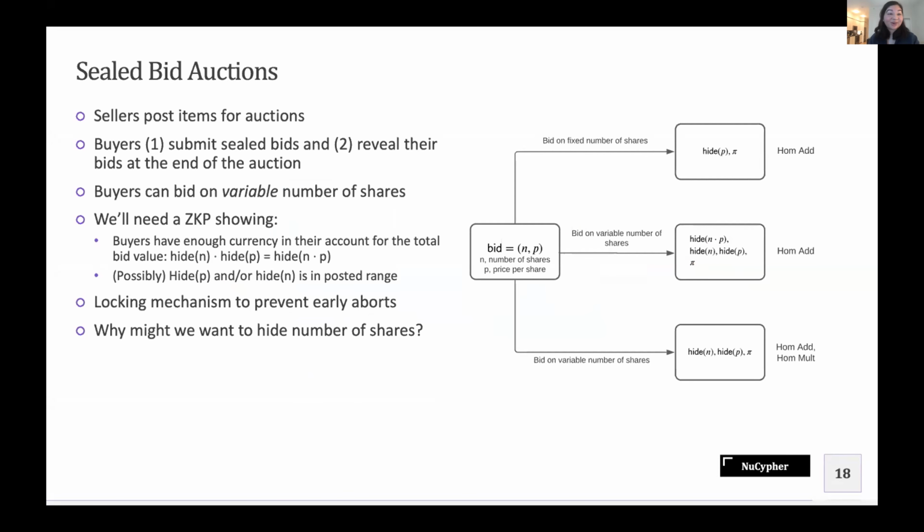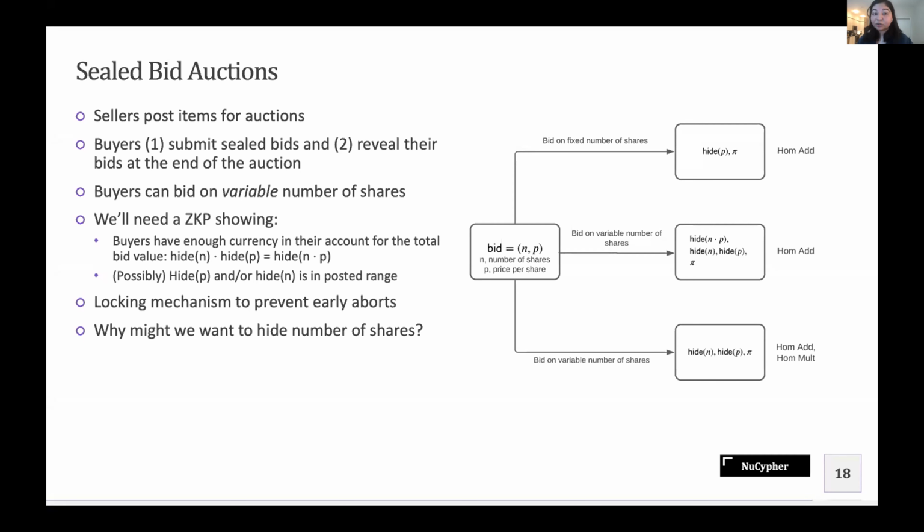So back to our original problem. What is going to happen for sealed bid auctions? So the idea is that a seller will post some items for auction, say that the seller has up to 100 items to sell. A potential buyer comes along, and the idea is that the buyer can bid on a variable number of shares, so anywhere between 1 to 100 shares, 1 to 100 items that the seller has, and they will submit a sealed bid and then reveal their bid at the end of the auction.